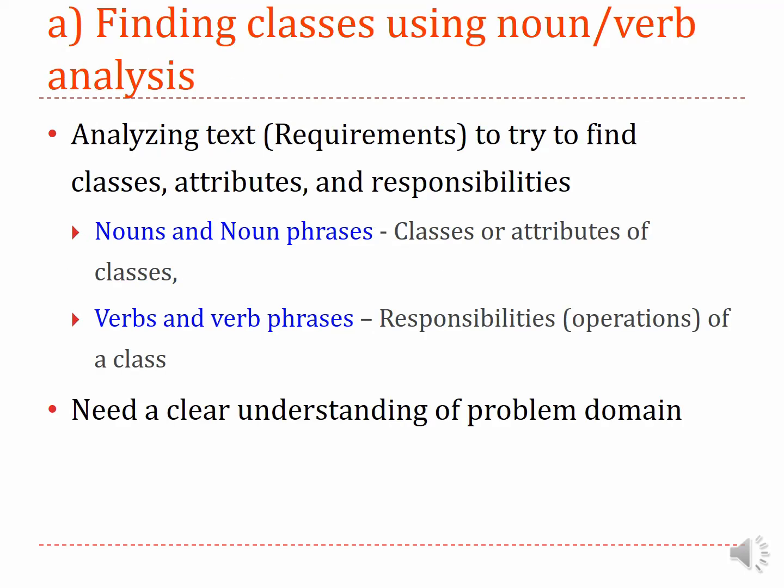So first we are going to see finding classes using noun-verb analysis. Noun-verb analysis is one of the simplest techniques during object oriented analysis. Here, we carefully read the requirement specification and identify nouns and verbs. Generally, nouns represent candidate classes or attributes, while verbs represent the responsibilities or operations of those classes.